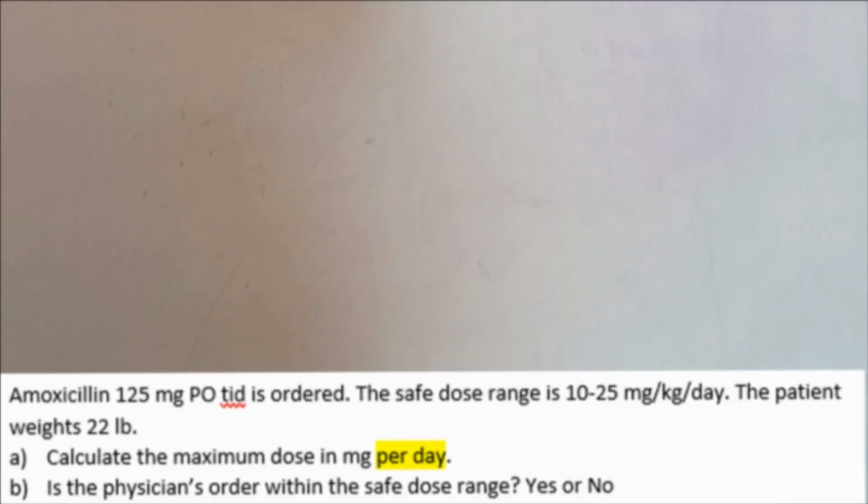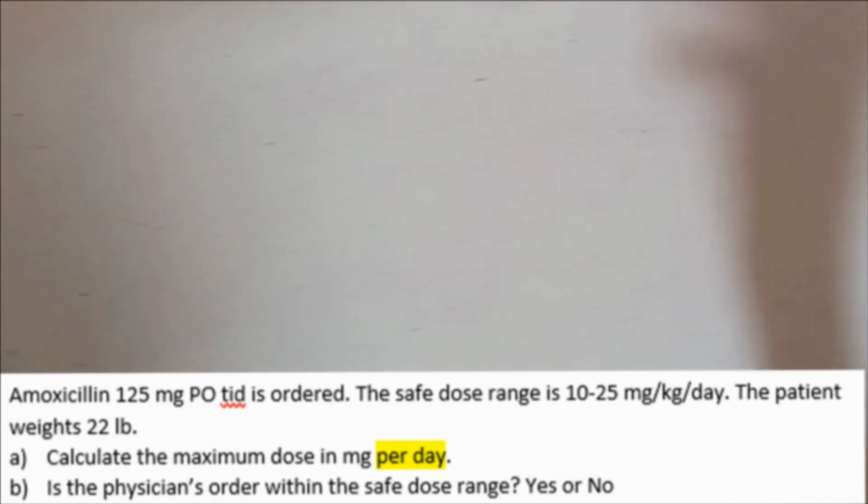Okay, so next we'll do a different type of question. So this one is checking if the dose is within an allowed range, so the patient isn't overdosing. So it says amoxicillin 125 milligrams per oral 3 times daily is ordered. The safe dose range is 10 to 25 milligrams per kilogram per day. The patient weight is 22 pounds. See here they put pounds.